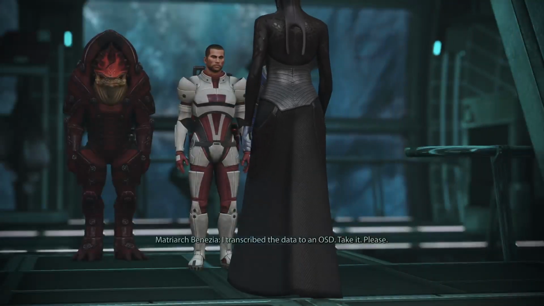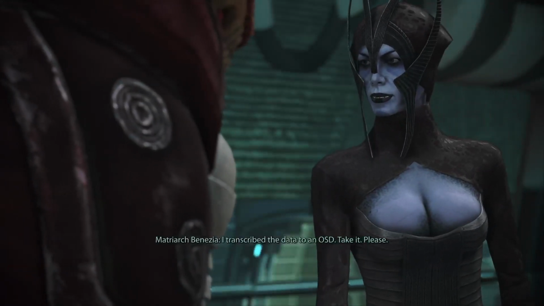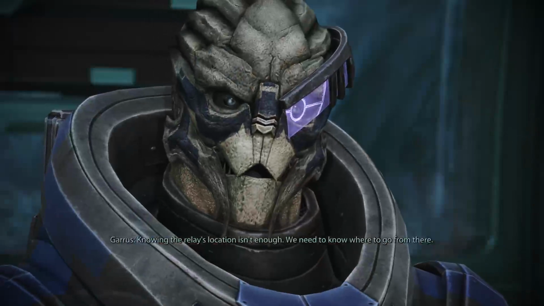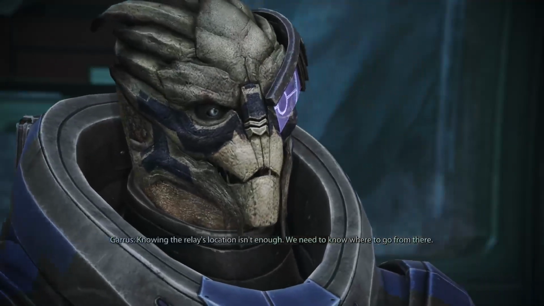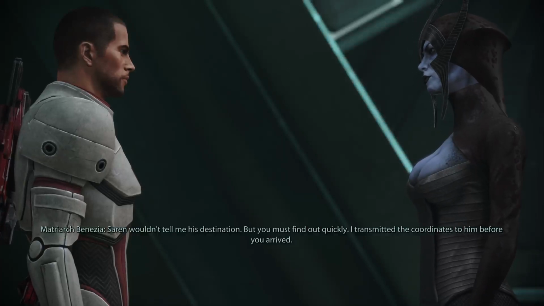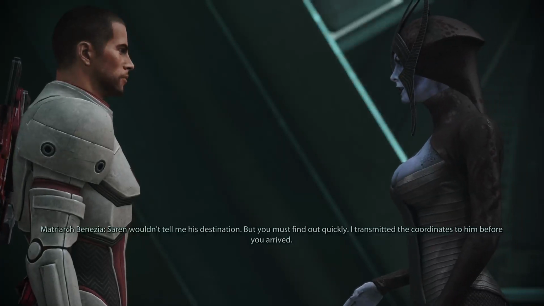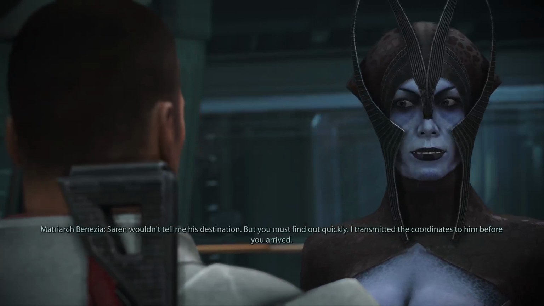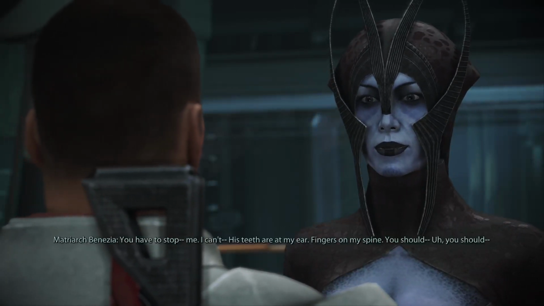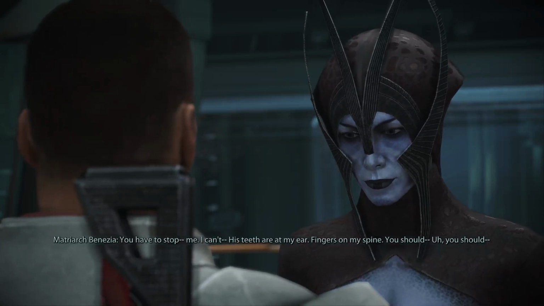You have to give me the location. I transcribed the data to an OSD. Take it, please. Knowing the Relay's location isn't enough. We need to know where to go from there. Saren wouldn't tell me his destination. But you must find out quickly. I transmitted the coordinates to him before you arrived. You have to stop me.